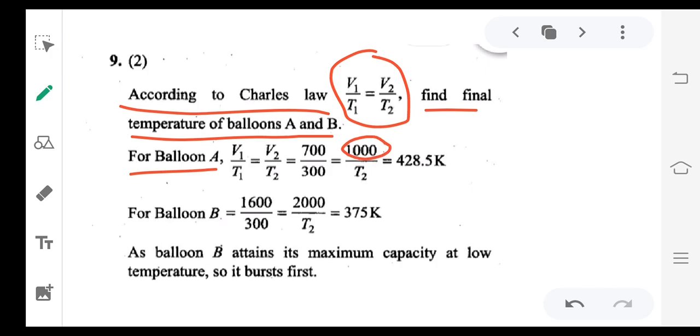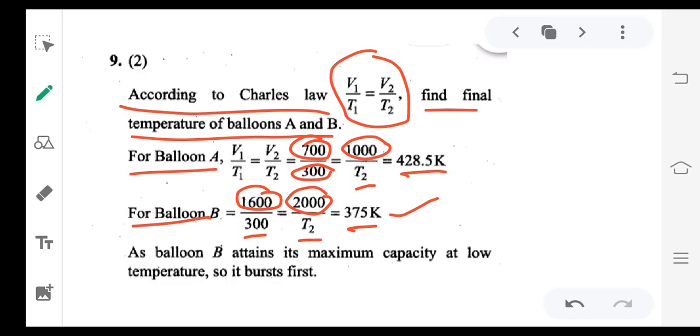When we consider 300 Kelvin, the volume is 700. So at what temperature will it reach 1000? The temperature is 428.5 Kelvin. For balloon B, if you do the same calculation, at 300 Kelvin its volume is 1600. At what temperature will it reach 2000? That is 375 Kelvin. So when we are heating, 375 will be reached first.